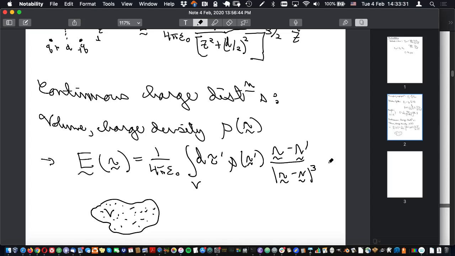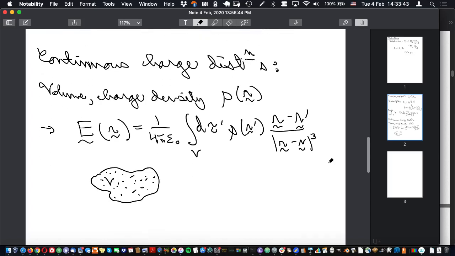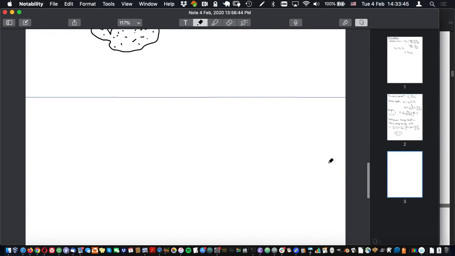Okay? Because I could use spherical if I wanted to. I could use hyperbolic coordinates if I wanted to. The expression doesn't change. Okay? So that's the version for continuous charge distributions. Okay? I could have essentially also for surface charges.